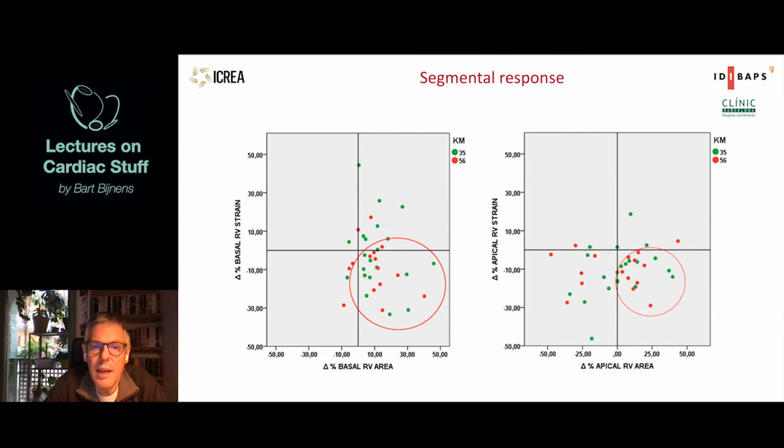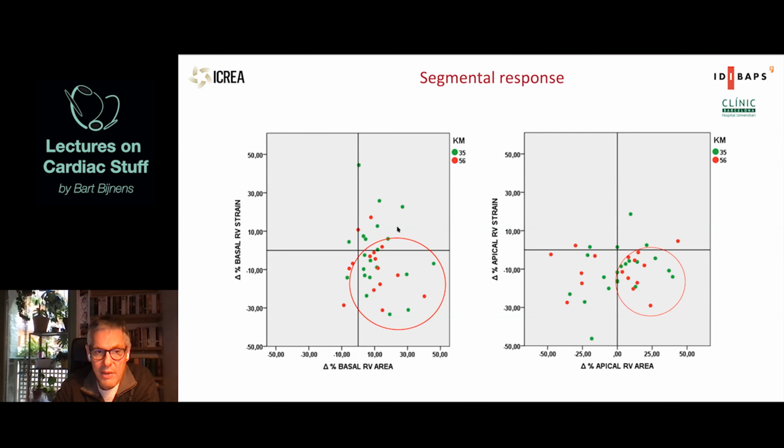Now, here's, again, this being put in a little bit of perspective, and now also looking at the segmental response. We have the two parameters that can change: you can change your strain, you can change your area. So the ideal would probably be to dilate a little bit and to increase the strain. That would be the most logical or the best way to increase your stroke volume without the need to increase the heart rate very much.